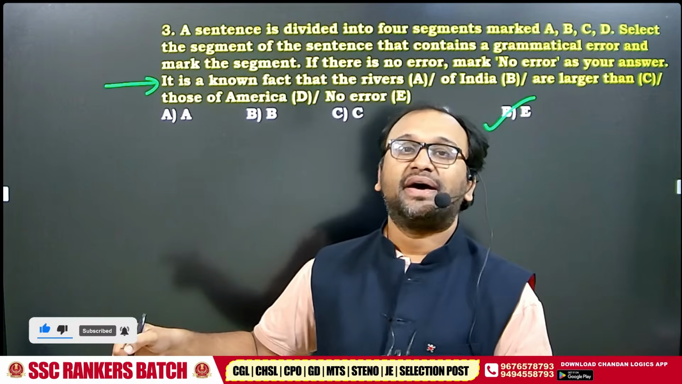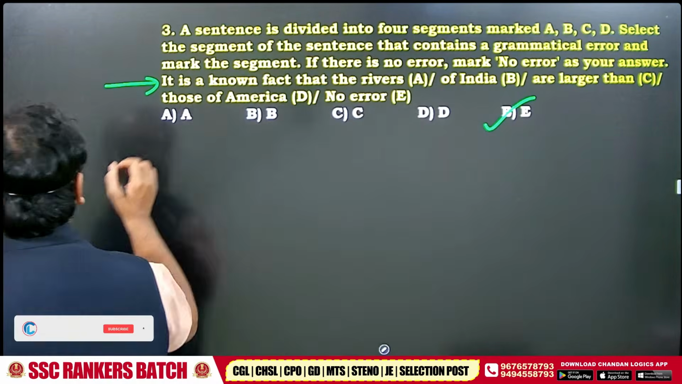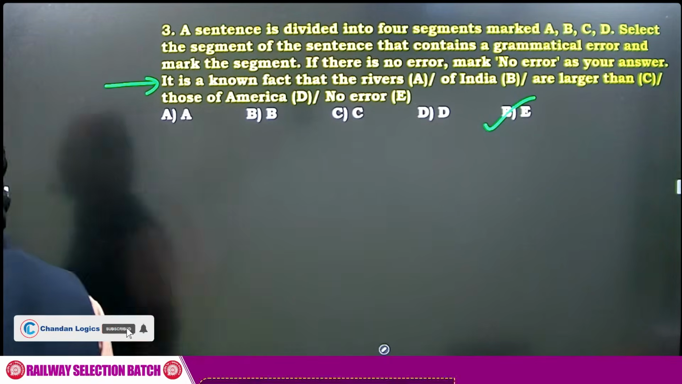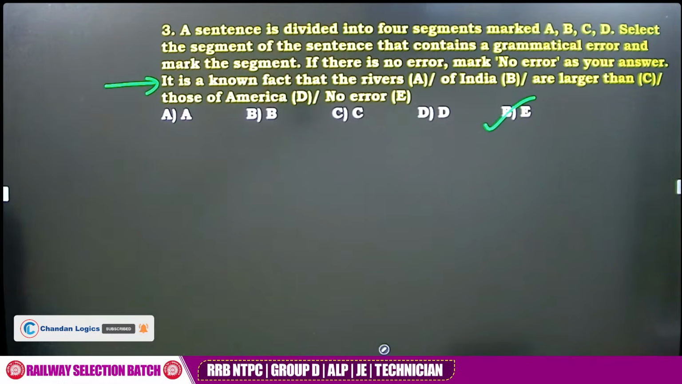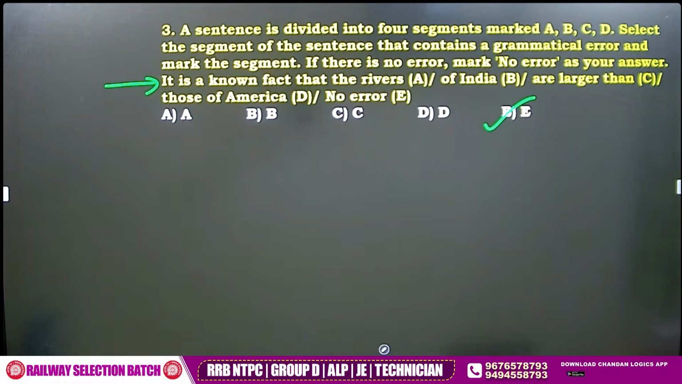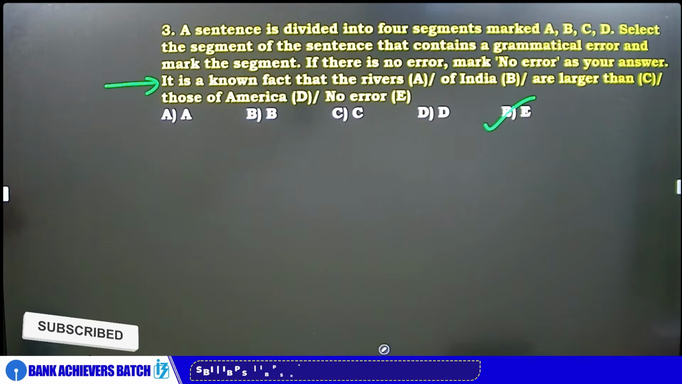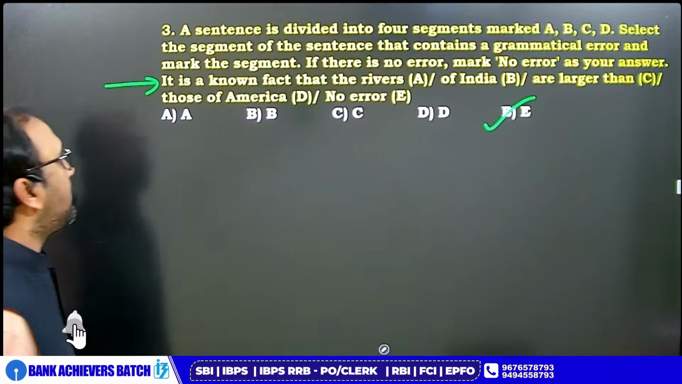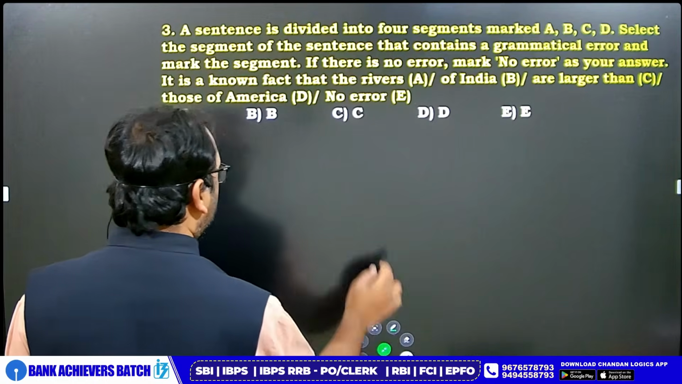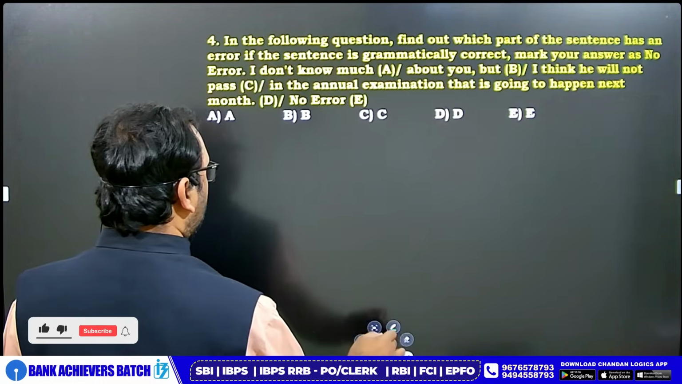So a perfect comparison happened here. If those is absent, it would have been a problem. Fortunately, those is here. So done. It is a known fact that rivers of India are larger than those of America. There is no problem here. No error, my dear friends. Can you try the next one?